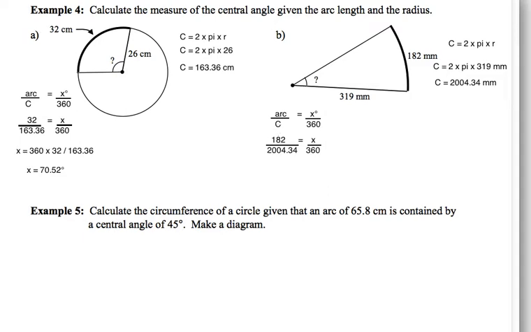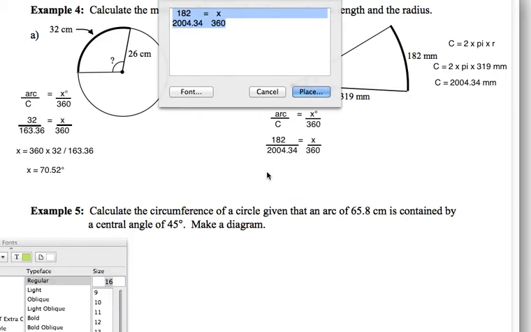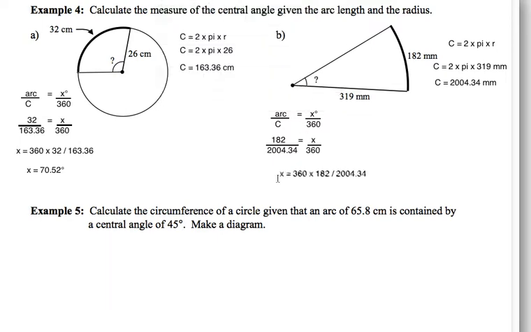Now I got a fish method, right? And let me just write out what the fish method will ask me to do. It says to get x, I do 360 times 182 divided by 2004.34. So again, x is 360 times 182 divided by 2004.34. I know there's 2 x's in here, which is a little bit confusing, but it's kind of the limitations of the program I'm working on here.